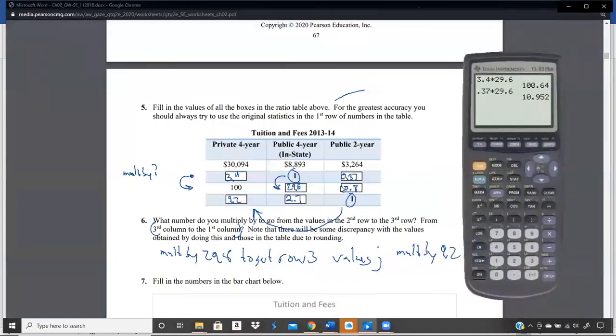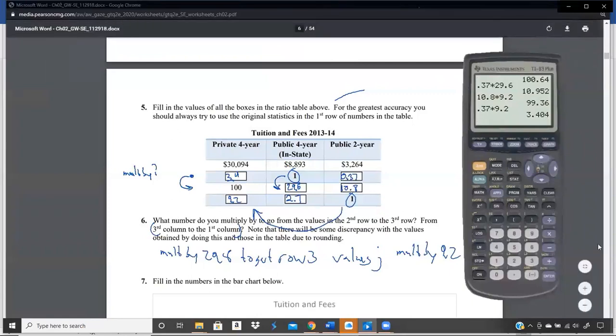So let's take the 10.8 times 9.2. And again, both of these are rounded values, so it's not going to be exactly 100, but it's close. If you take the 0.37 and multiply by 9.2, it won't be exact, but it's pretty close, 3.4. That one's actually really close. And the closeness is going to vary. I'm not going to talk about the reasoning behind it.